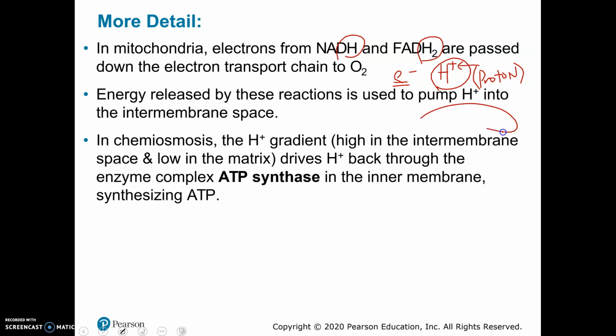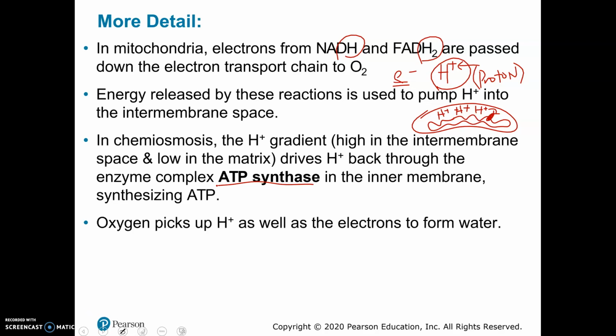They build up in that space, so now you have all these hydrogens, and their only way of flowing back into the center of the mitochondria is through our enzyme ATP synthase. And when they go back through there, ATP synthase, it's almost like a little rotor, and it spins as the hydrogens go through it, and it builds ATP. So as those hydrogens come back through, ATP is built.